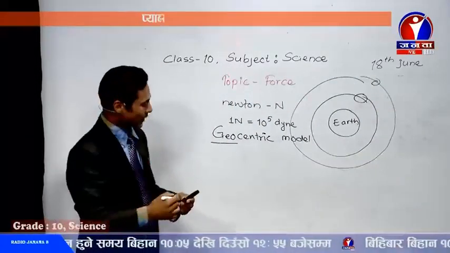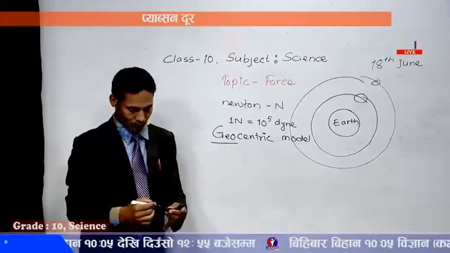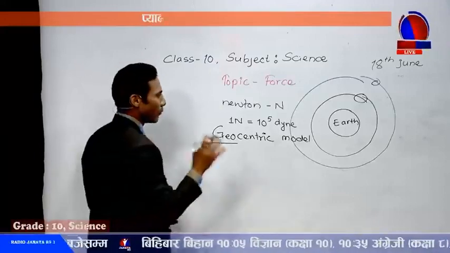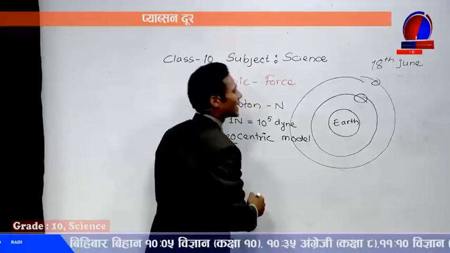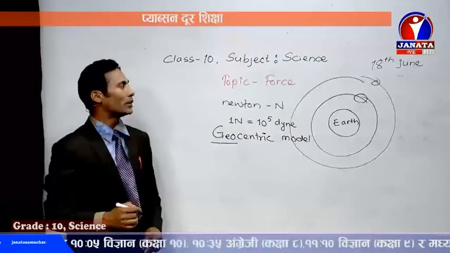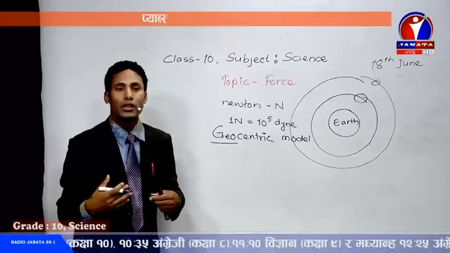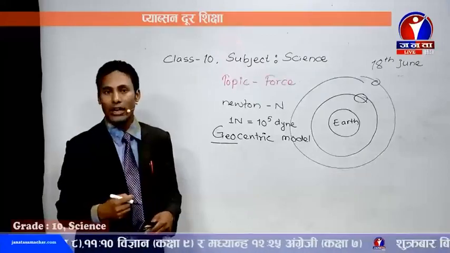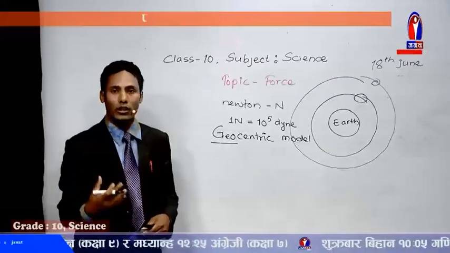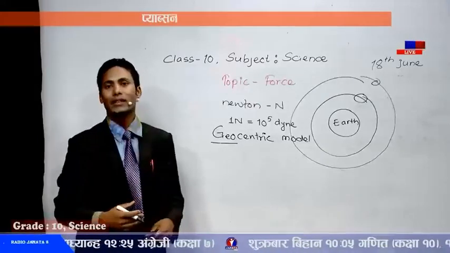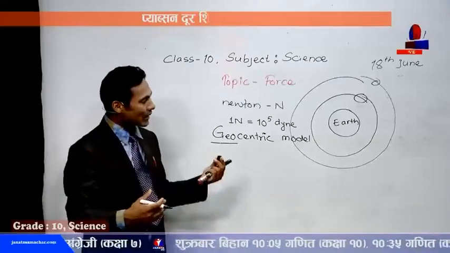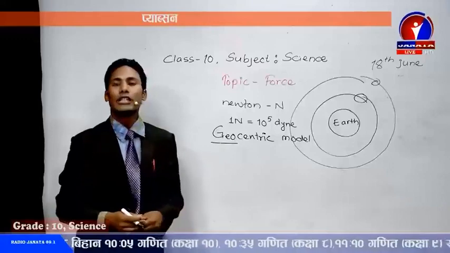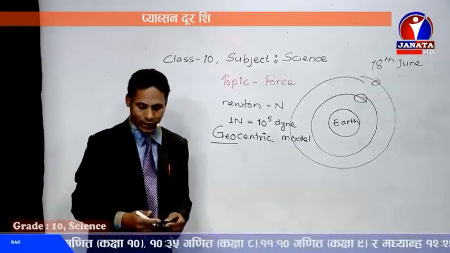But in the 16th century, the scientist called Nicholas propounded that the sun is at the center and other heavenly bodies revolve around the sun. That is called the heliocentric model. Helio means the sun, and centric means at the center. So the sun is at the center and other heavenly bodies revolve around the sun, which is known as the heliocentric model.